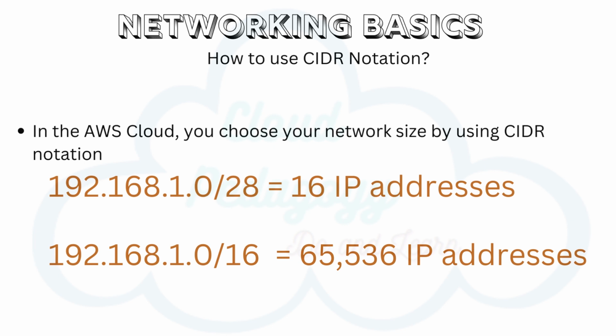In AWS, the smallest IP range you can have is /28, which provides you 16 IP addresses. The largest IP range you can have is a /16, which provides you with 65,536 IP addresses. Alright, we have learned foundational elements in networking.